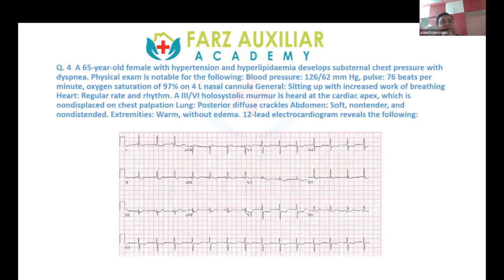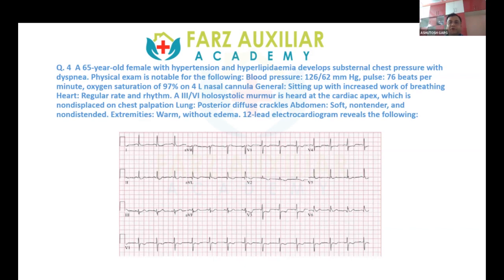Now, a 65-year-old female with hypertension and hyperlipidemia develops substernal chest pressure with dyspnea. Physical exam is notable for the following: blood pressure 126/62, pulse 76 beats per minute, saturation 97% on 4-liter nasal cannula. General: sitting up with increased work of breathing. Heart: regular rate and rhythm, grade 3/6 holosystolic murmur heard at the cardiac apex, which is non-displaced on chest palpation. Lungs: posterior diffuse crackles. Abdomen soft, non-tender, non-distended. Extremities warm without edema. 12-lead ECG following.